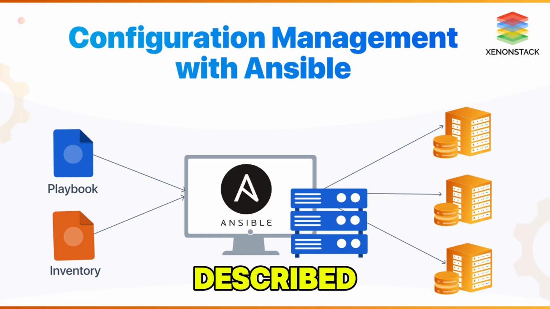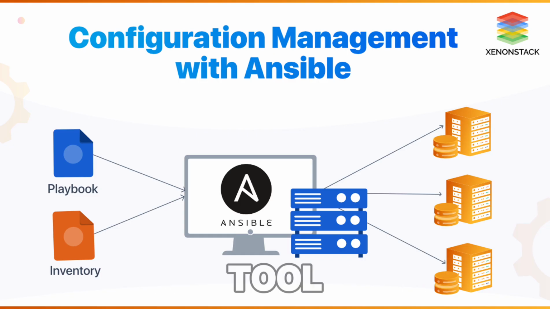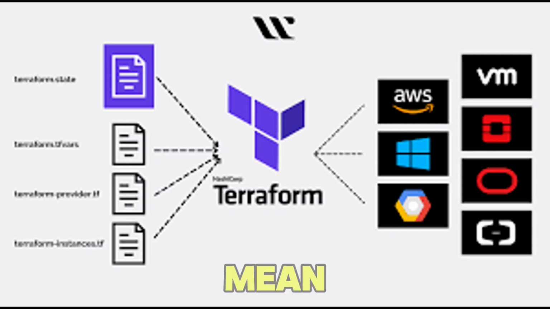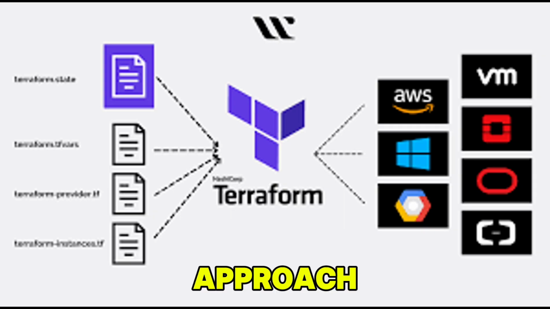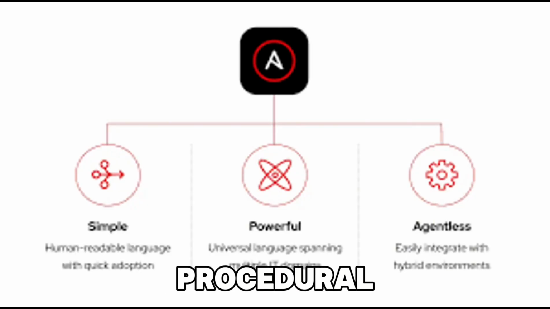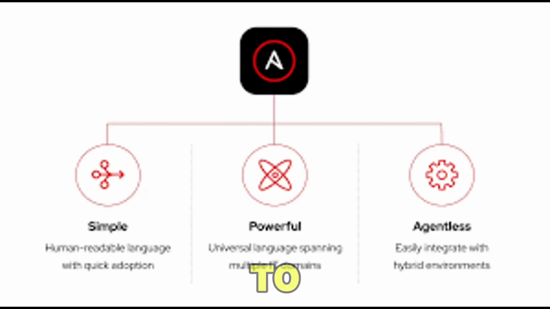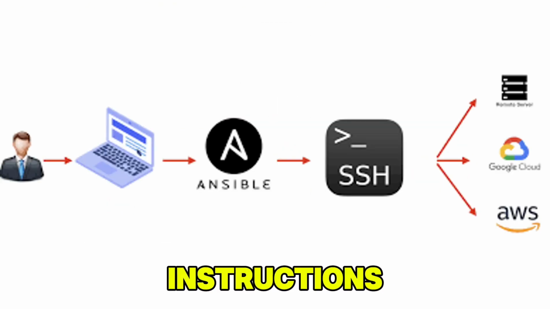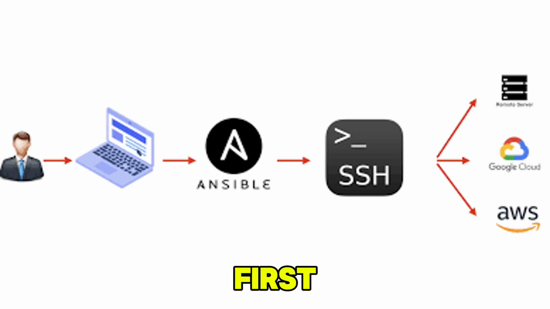Ansible is often described as a configuration management and automation tool, while Terraform is pure infrastructure provisioning. But what does that really mean? Ansible's approach is agentless and procedural. It uses SSH to connect to servers and execute tasks sequentially. Think of it like a set of instructions you'd give a system administrator. First, install this package, then configure these settings, finally restart the service.